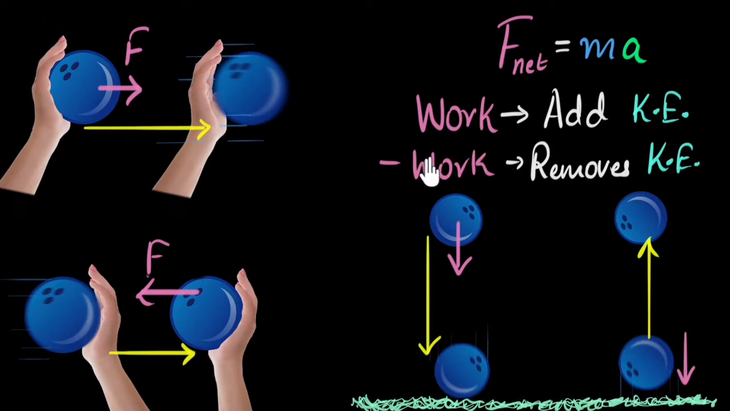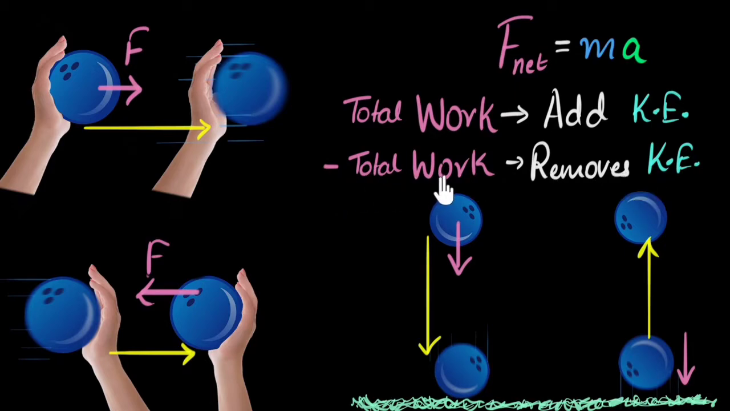Now, similarly, if there is more than one force acting on the body, you calculate the total work done by all the forces, and that decides what happens to the kinetic energy. So if that total work done by all the forces is positive, kinetic energy will be increased. Kinetic energy gets added. If that total work done ends up being negative, that means kinetic energy will be removed.